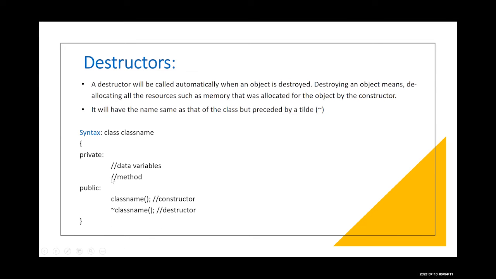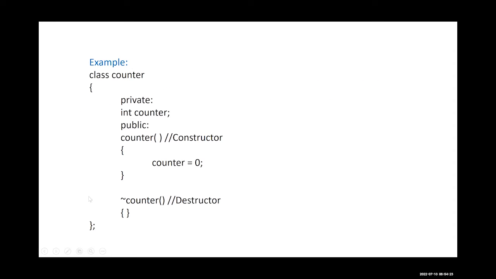Next, this is the syntax. We have a private section with data members and methods. In public we have a constructor and destructor. How do we differentiate them? Because of the tilde sign. This is a simple example to show how we can write it. We are going to see the execution in another example.